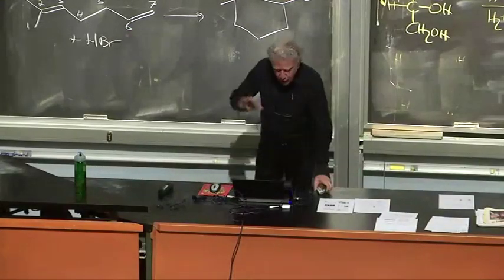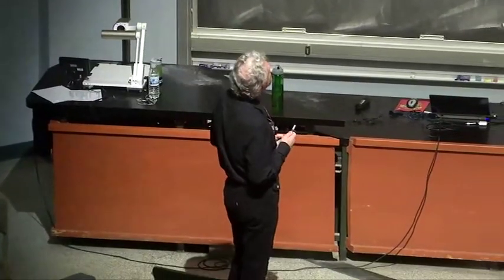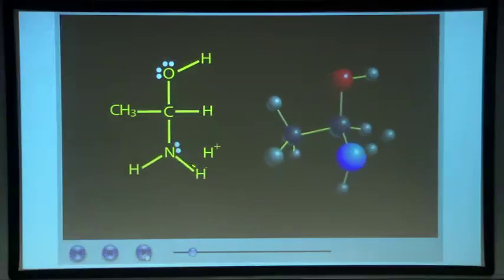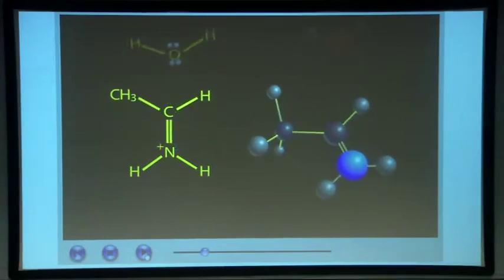Which goes through the whole mechanistic detail: imine formation, HCN addition, and hydrolysis. So here we form an imine. We've seen that before. Amine adds, protons shuttle around. This is the hemiaminal. Then you dehydrate by protonation. This becomes a leaving group. Water leaves. There's the iminium ion.